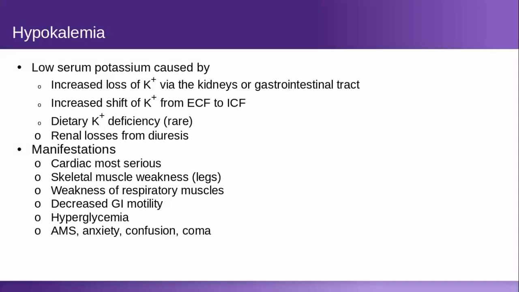So what does that show up as? The cardiac complications, again, are the most serious. Things like decreased blood pressure, a thready or weak pulse. Again, you can have VTach, and VTach is a lethal heart arrhythmia, of course, that can cause death. So again, potassium affects the way that the heart works. You can also have skeletal muscle weakness of respiratory muscles, so you can't breathe adequately, decreased GI motility, you can have hyperglycemia, and then some neuro complications like altered mental status, anxiety, confusion, and again, coma.